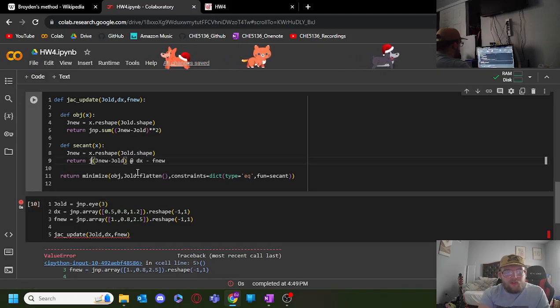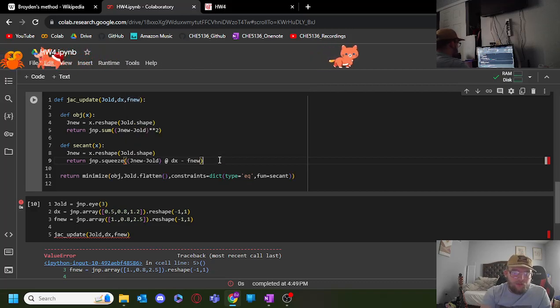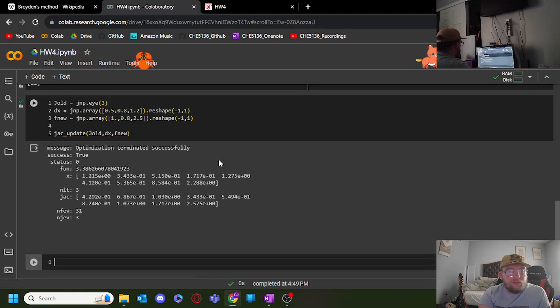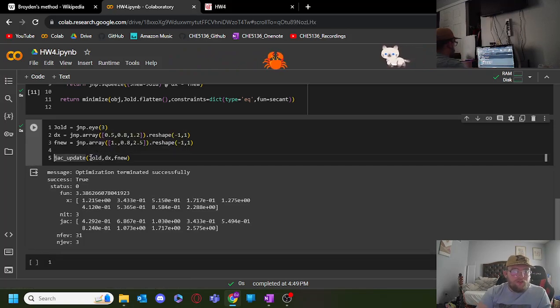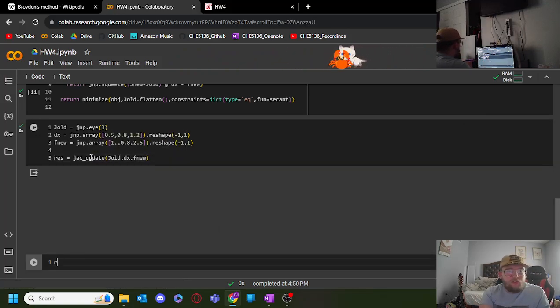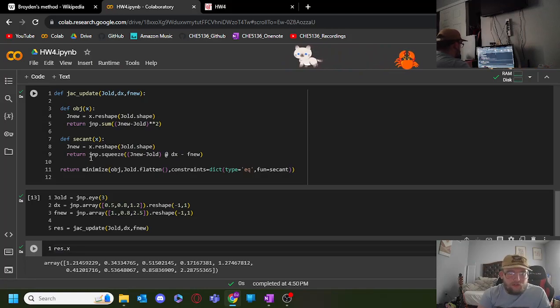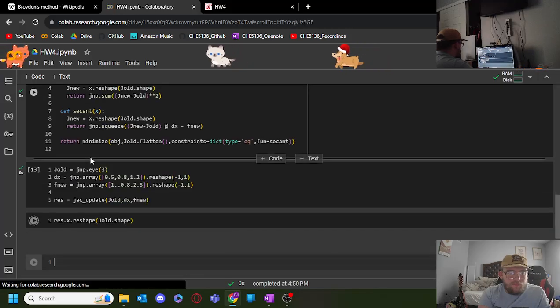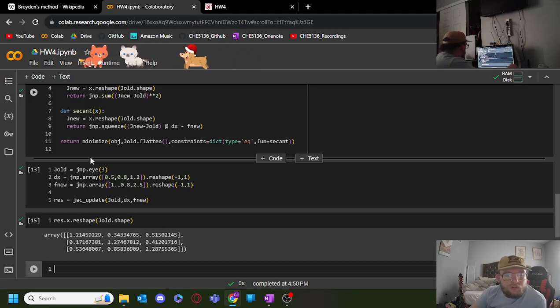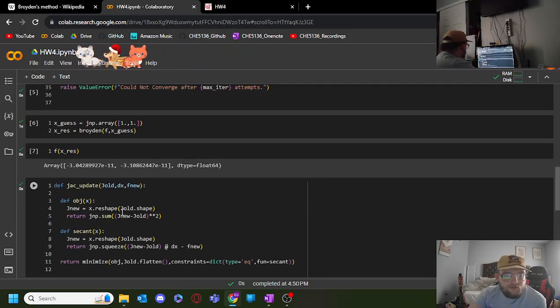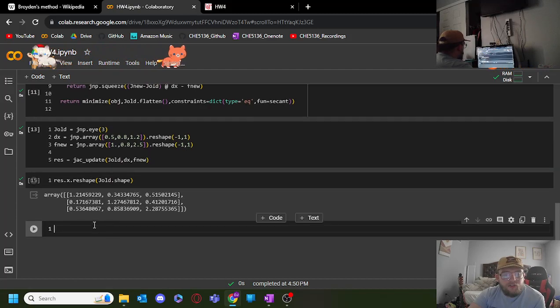Oh, squeeze. This has to be a single dimension, I believe. Yep. Alright. So if we do res.x shape, there we got our result from this method of updating.